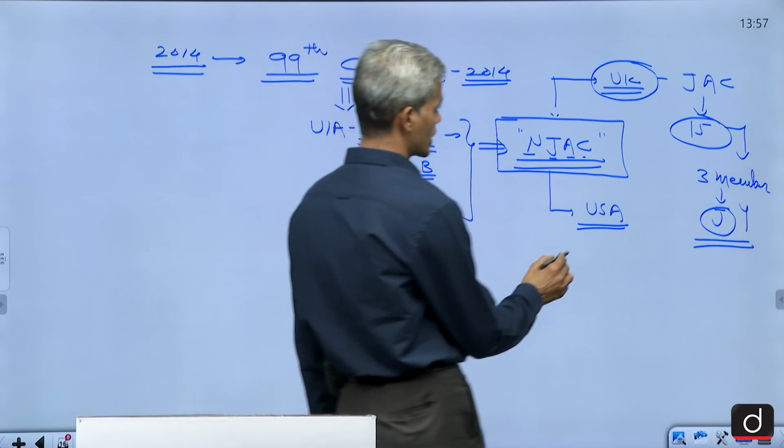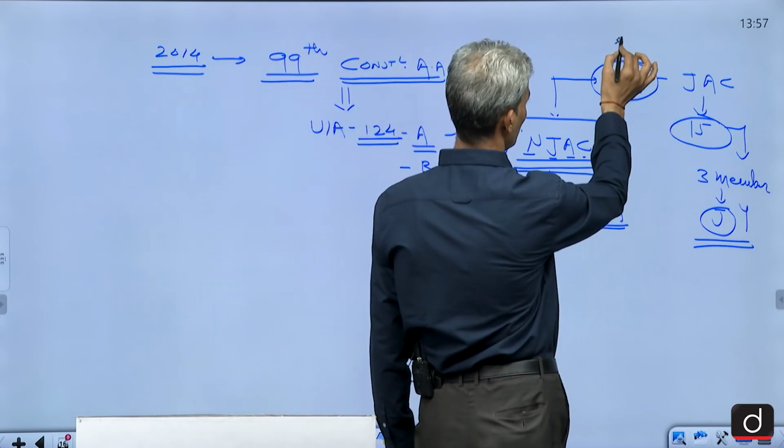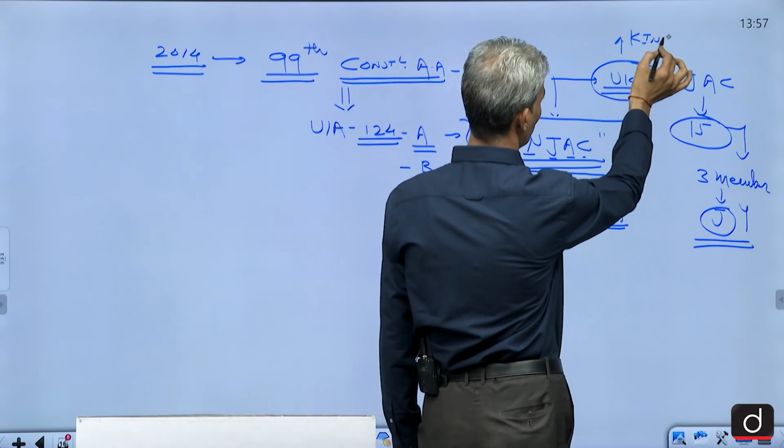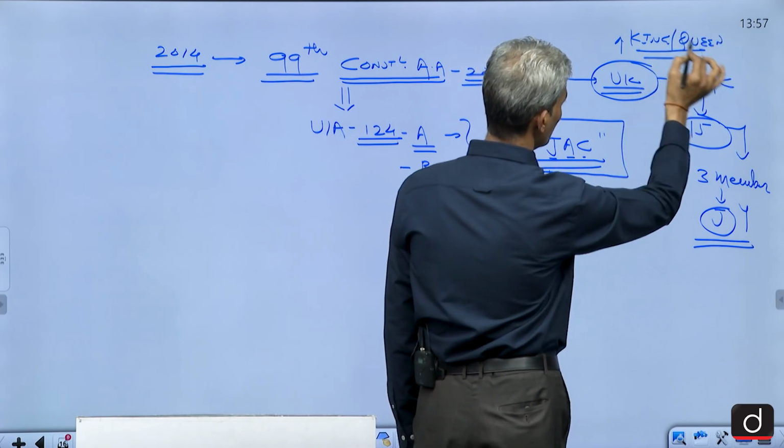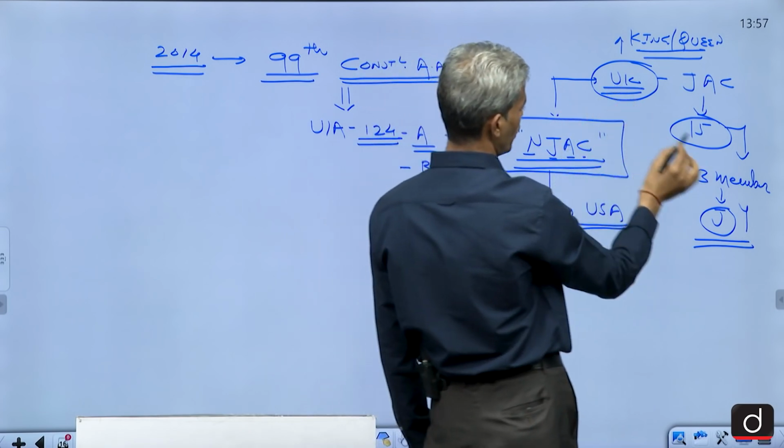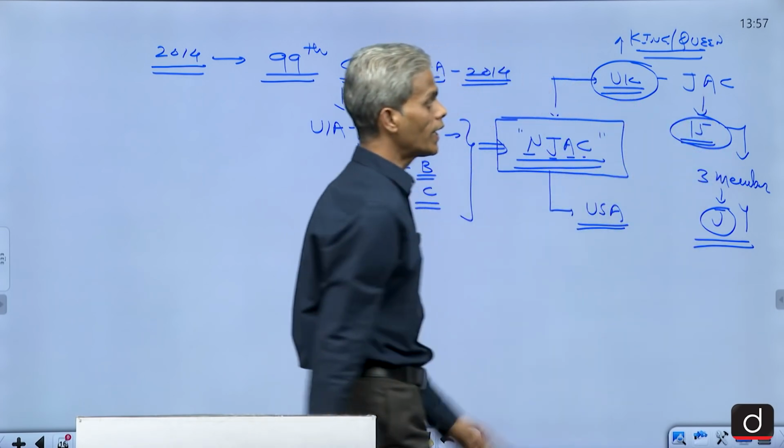Similarly, when we talk about the UK, obviously here also judges are appointed by what? The King or the Queen only. But that King or Queen will appoint those judges who are recommended by this particular Judicial Appointment Commission, which is a 15-member body, and then they will appoint.